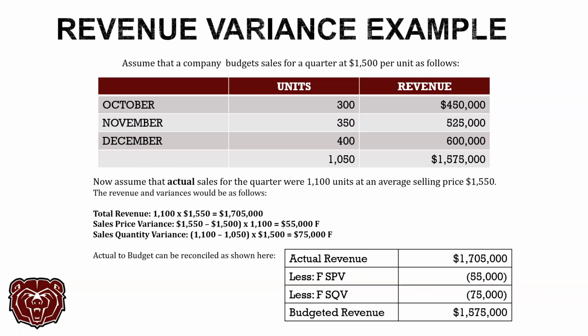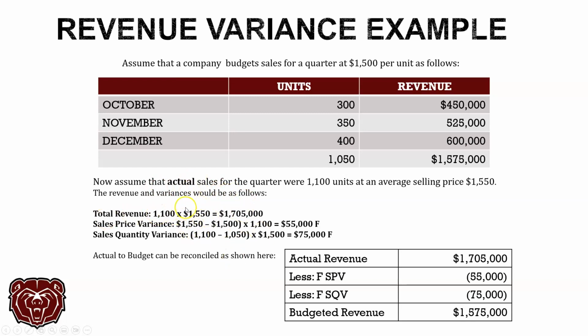And then finally, let's look at a revenue variance example here, okay? So let's assume that the company that we work for budgets sales for the quarter at $1,500 per unit. Okay, so we're budgeting for 300 units in October, 350 units in November, 400 units in December, totaling over the quarter 1,050 units at a total sales revenue of $1.575 million. Okay, now we're going to assume that the actual sales for the quarter were 1,100 units at an average selling price of $1,550, okay? The revenue and variances are going to be calculated as follows.